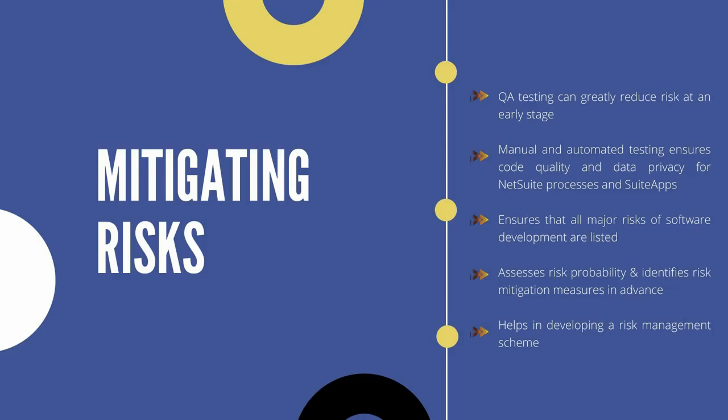Firstly, by ensuring that all the major risks of the software development are listed. Next, by assessing risk probability and identifying any risk mitigation measures in advance. And finally, by identifying potential risks as initial project assumptions and developing a risk management scheme. That covers our content on QA testing in NetSuite.